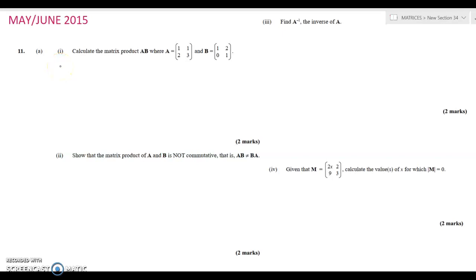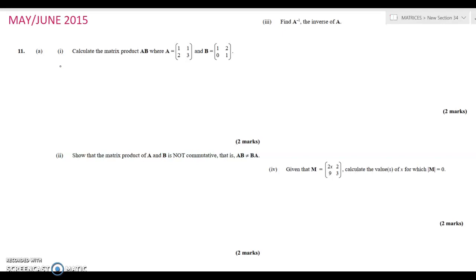Hi everyone, in this video we'll be looking at some matrices past paper questions. So we're going to look at this first question in front of us. This was from June 2015, number 11A. There were 4 parts, and we're going to look at each one and see how easy these questions can be sometimes, once you know the work from before.